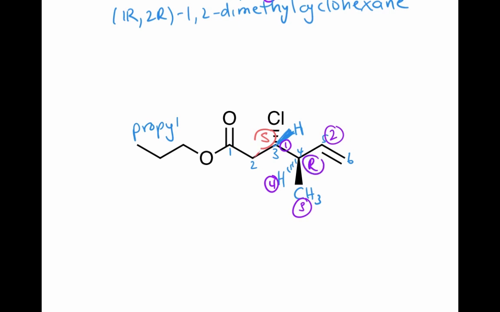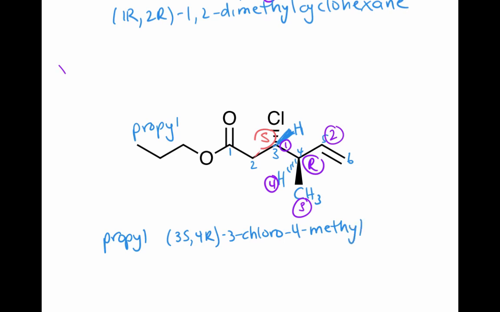So let's put this name all together. We're going to start with propyl, of course, as the beginning of the name of our ester. We're going to leave a space because it's an ester. And then we need to put in our S's and R's for the 3 and 4 positions. So we have 3S, 4R. All right, and now we need to put our substituents in alphabetical order. So that's chloro before methyl. So 3-chloro, 4-methyl.